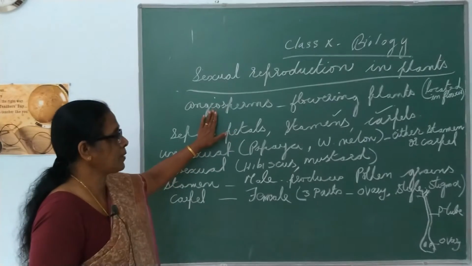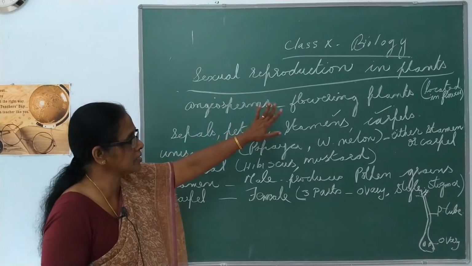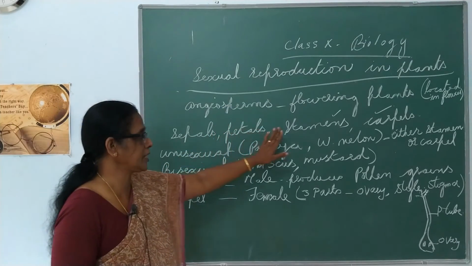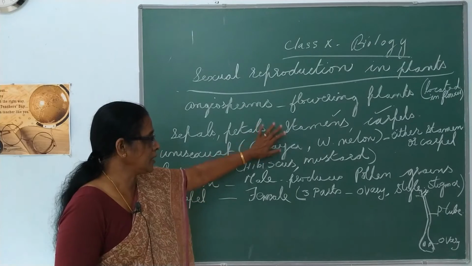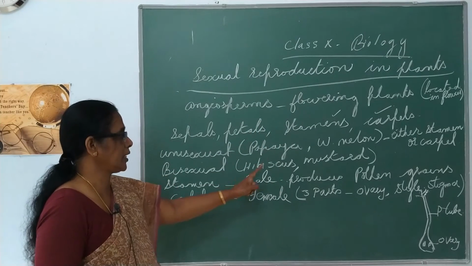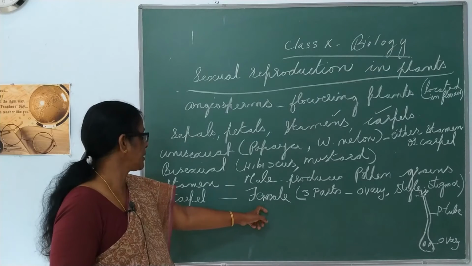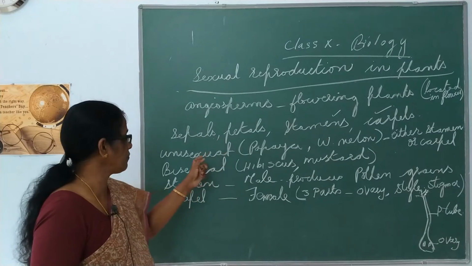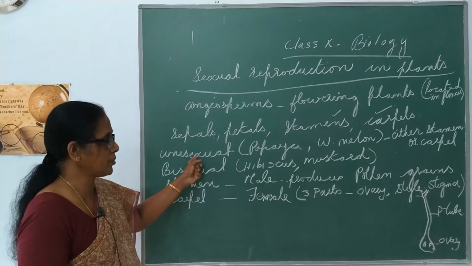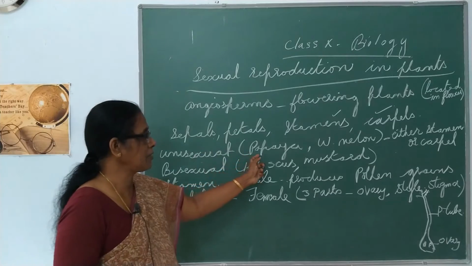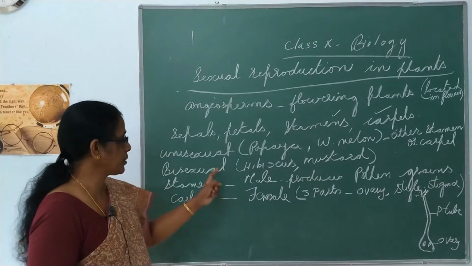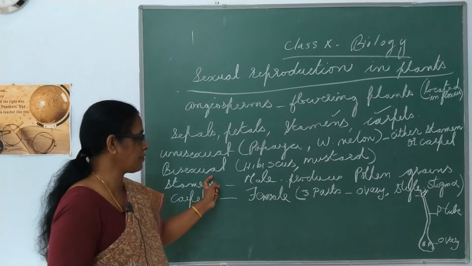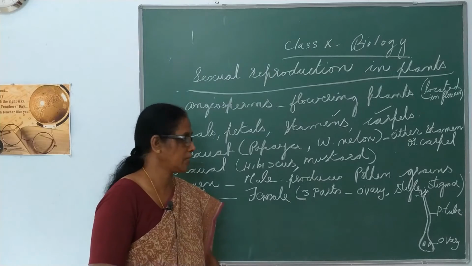So, in the flowering plants, the flowers are the reproductive organ. The main parts of the flower are sepal, petal, stamen and carpel. Stamen is the male reproductive organ, and carpel is the female reproductive organ. If only one reproductive organ is present in one flower, that type of flowers are known as unisexual flowers. Example, papaya, watermelon. If two reproductive organs are present in the same flower, that flower is known as a bisexual flower. Example, hibiscus and mustard.